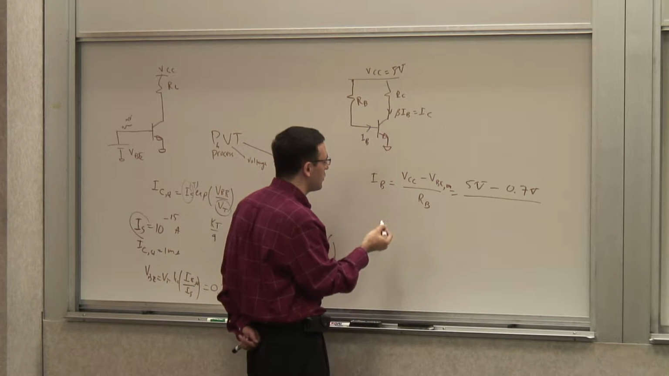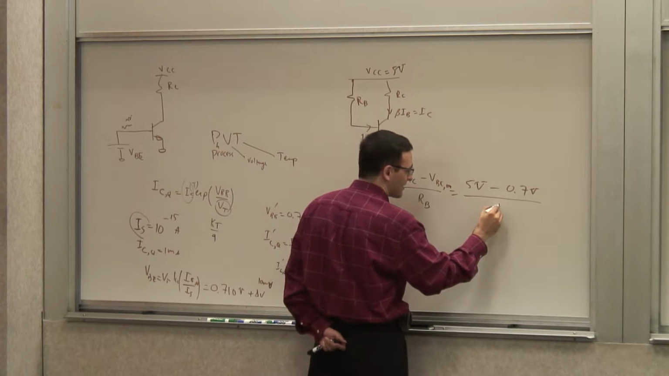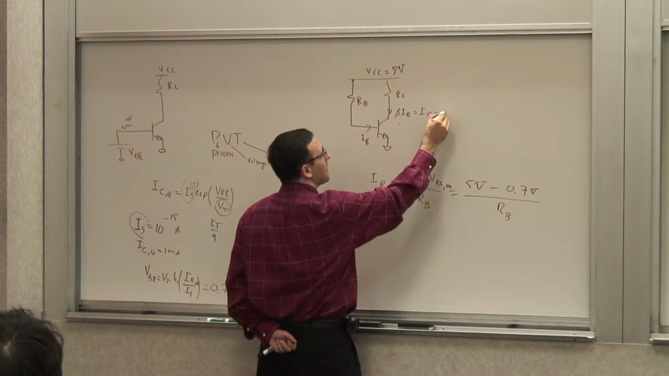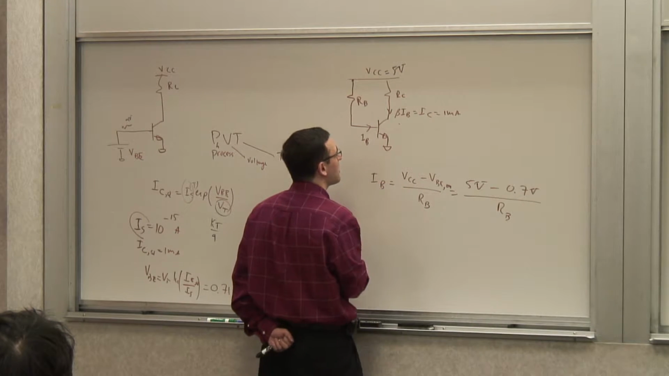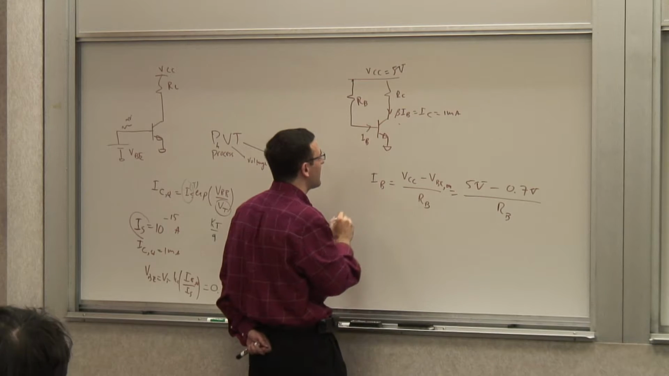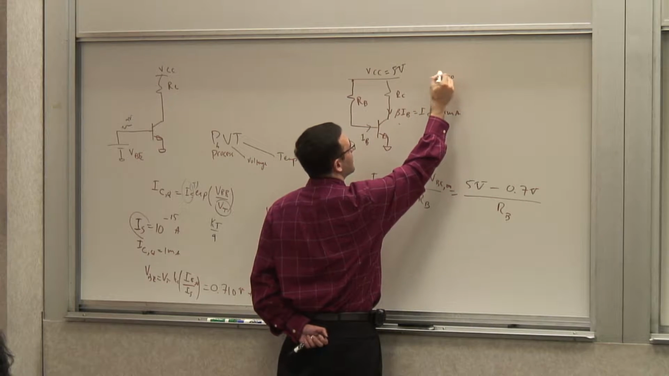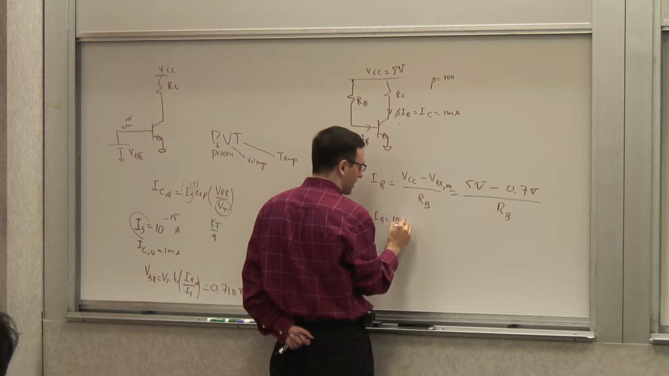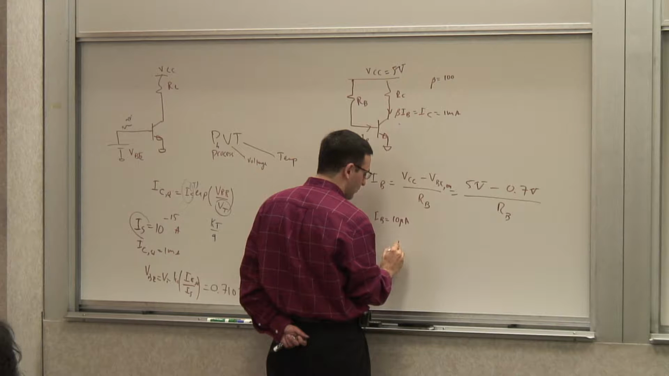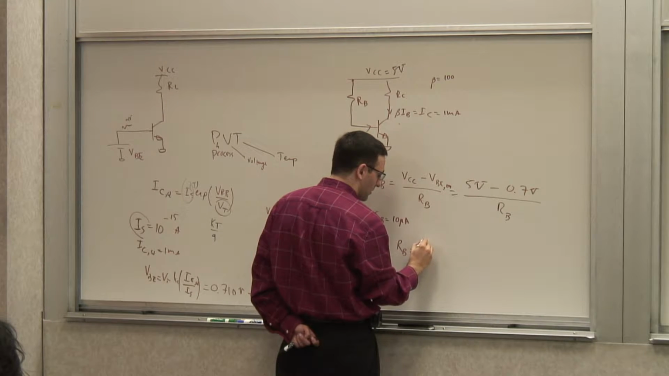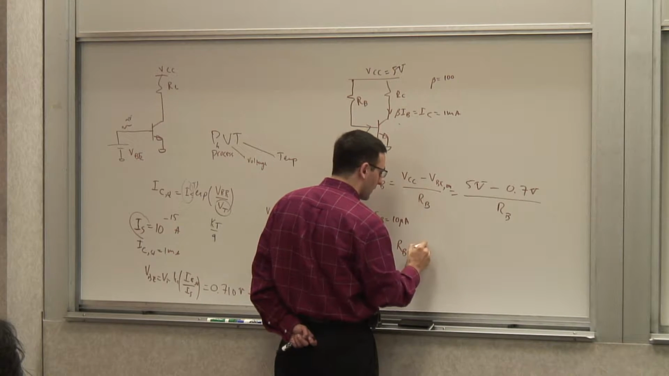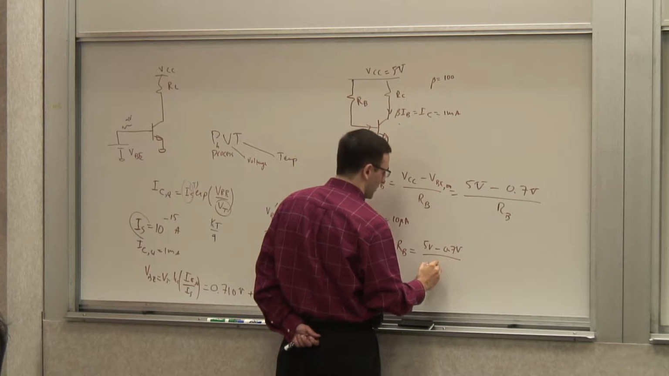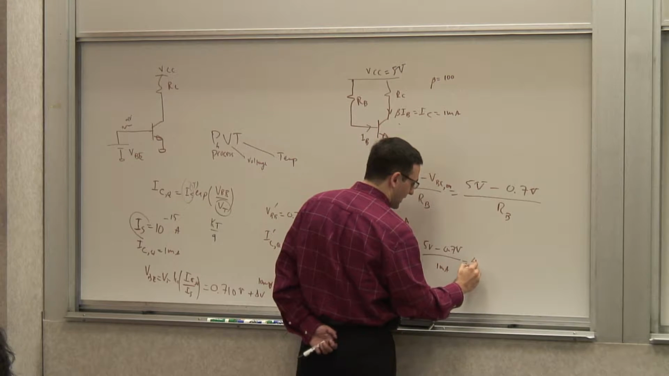Given IB, I can find IC, or the other way around, I can do the design equation. So this is the analysis equation. If I were to design it, let's say I wanted to establish an IC of 1 milliamp, and let's say my beta is approximately 100 in this case. That means that my IB should be 10 microamps. Now if IB is 10 microamps, that tells me what RB should be. So that's going to be 5 volts minus 0.7 volts divided by what? 1 milliamp.